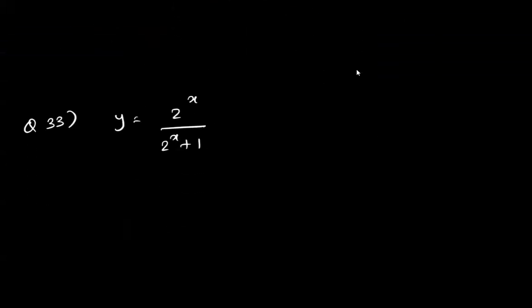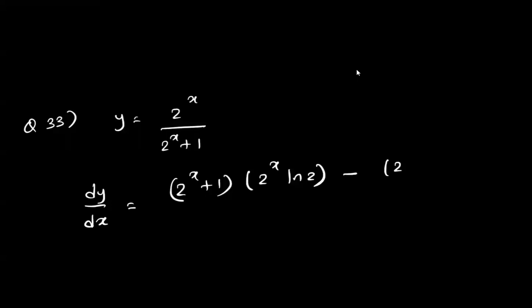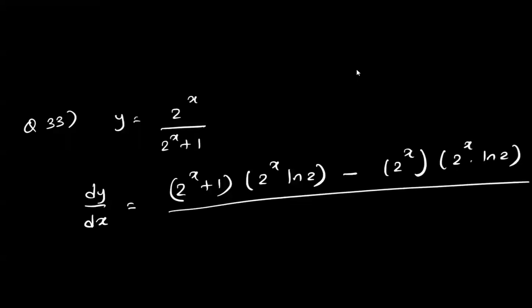Here I'm going to apply the quotient rule. So when I apply the quotient rule, I take the denominator, multiply it by the derivative of the numerator, minus numerator times the derivative of the denominator, all over denominator the whole squared.